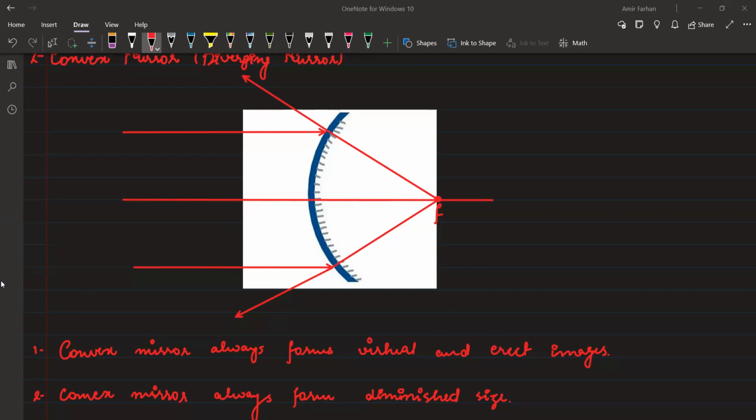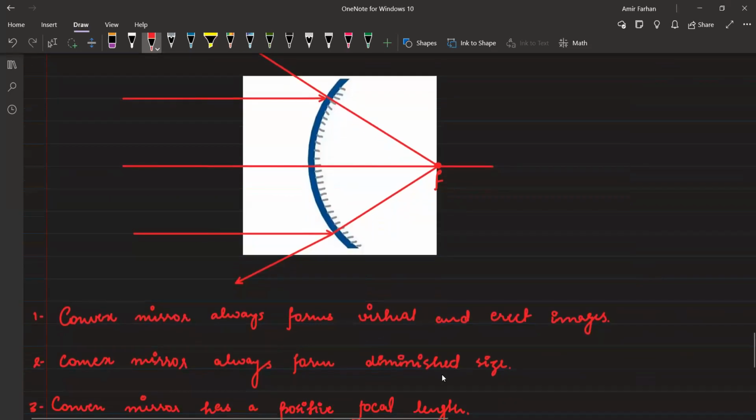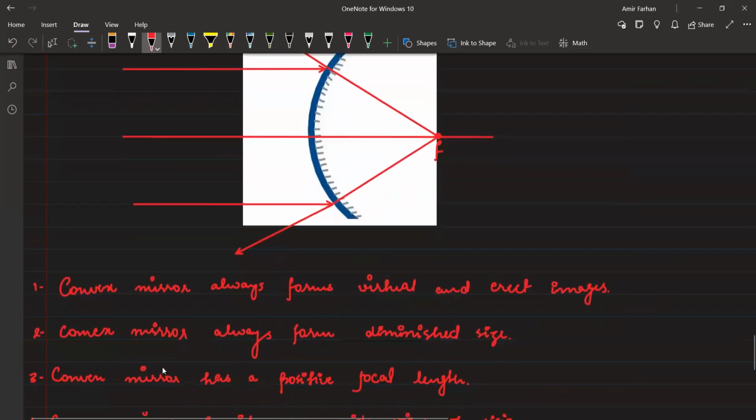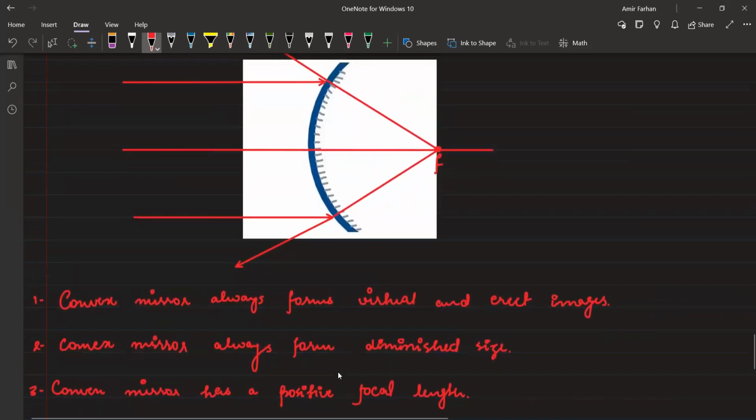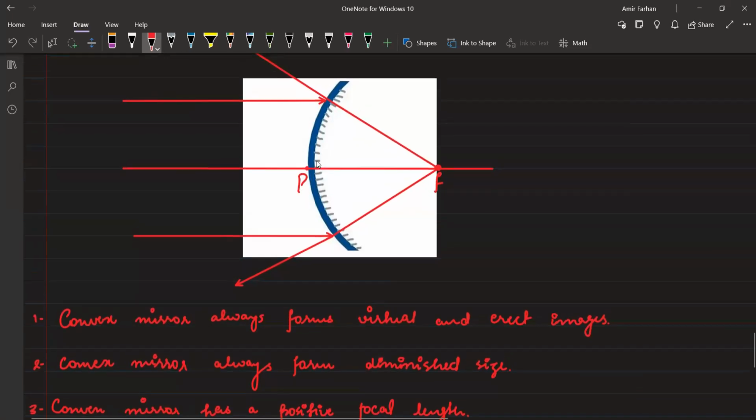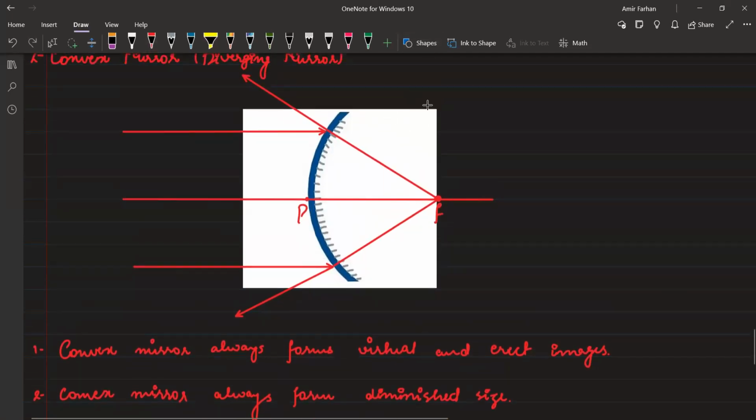Next, convex mirror always forms diminished size images. I will tell you why when we draw the ray diagram. You can easily observe that in the ray diagram itself. Next, the convex mirror has a positive focal length. Why positive? Basically, this is the pole of the mirror, and we measure the distance with respect to the pole. Yes or no? Right. Yes. So this is the direction of light. This is the direction of light.